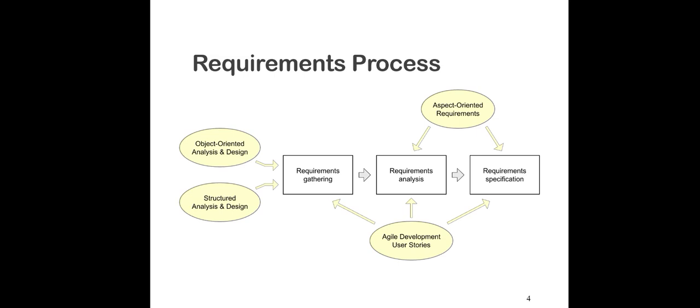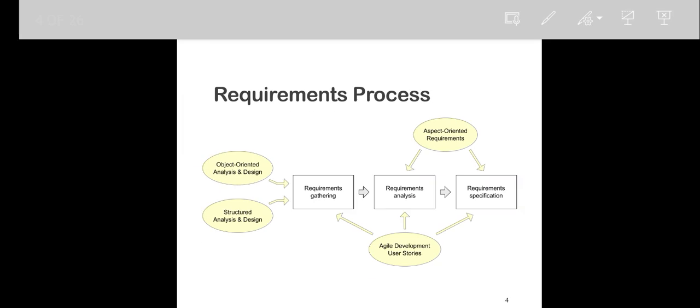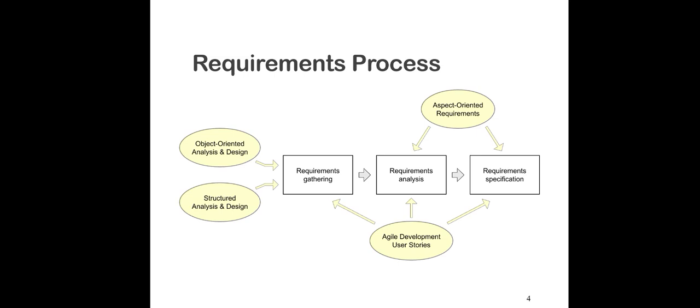Other methodologies connected. Agile development uses small, simple statements written from the user's point of view. Aspect oriented requirements focus on cross cutting concerns such as security, logging, and performance.